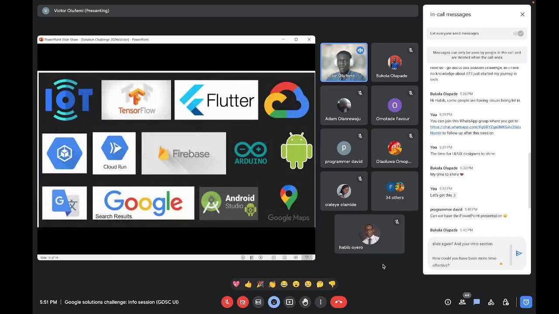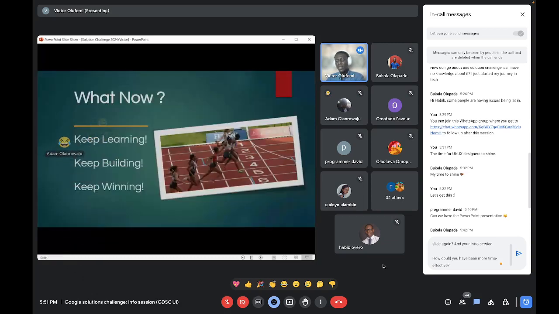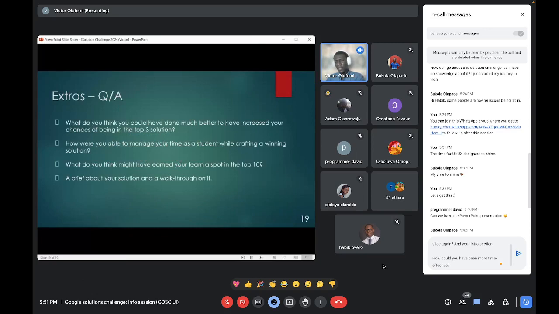So we use Flutter, TensorFlow, Google Search Results, Google Translate, Google Cloud Run, Google Cloud Build, Firebase, Android, Google Maps. By the time the judges were seeing this, they were probably like, these guys don't try, let's at least choose them for top 10. And this is not all of them, trust me. We used Google Colab and some other things as well. So just try as much as possible to overkill when it comes to Google technologies.